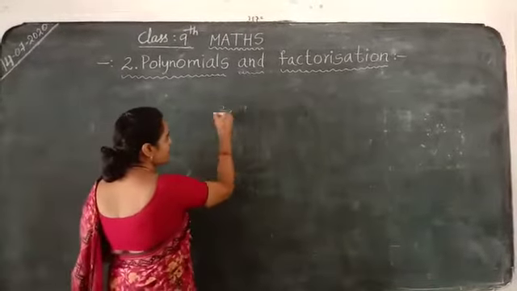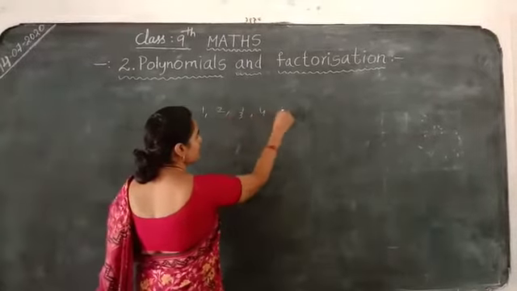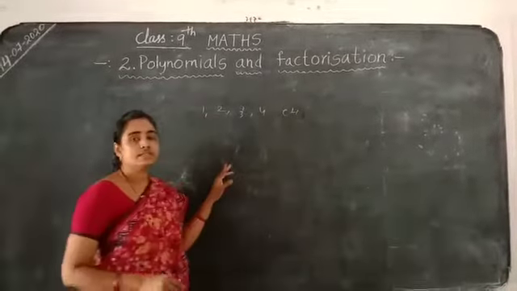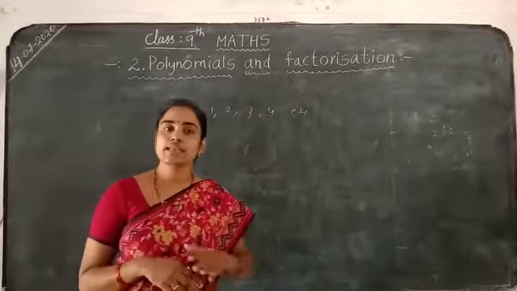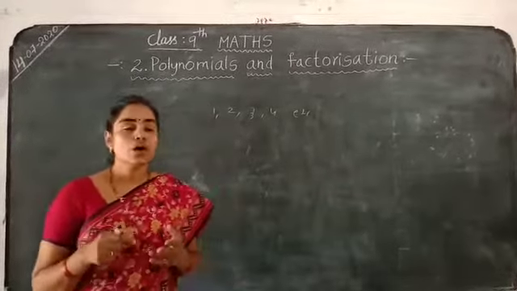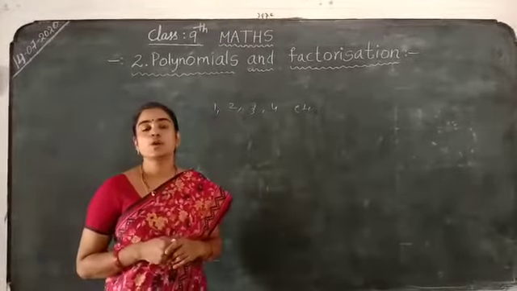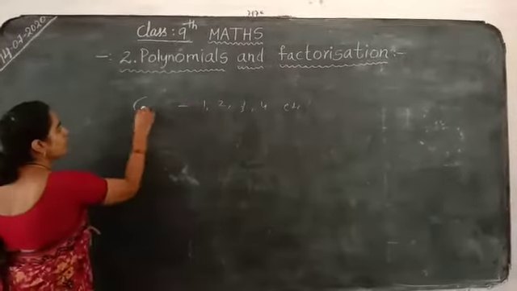Numbers mean like 1, 2, 3, 4, etc. These number values never change in any problem or in any situation. So these numbers are called constants. What are they? Constants.